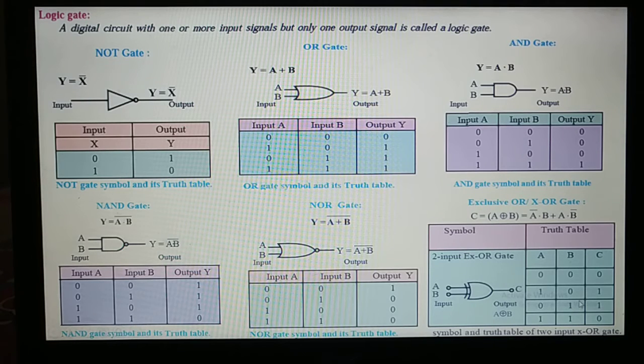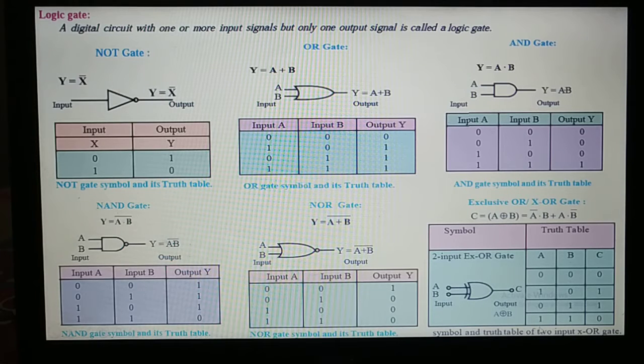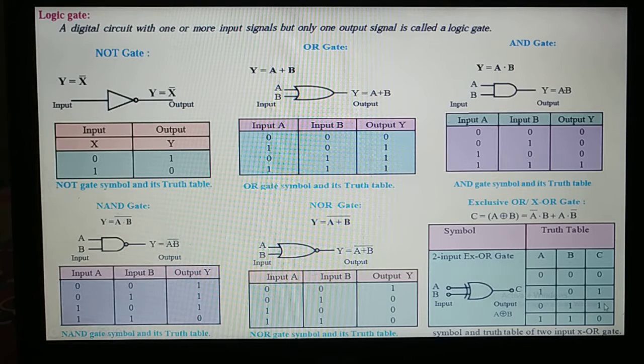Another definition says that the output is low only if both the inputs are at the same level. It doesn't matter whether they are low or high, but if both the inputs are at the same level, then the output will be low. You see here 0 0, both are low, output is low. 1 1, both the inputs are high, output is low. Simple. You can remember it like that. If both the inputs are at the same level, output will be low, and if both the inputs are at different levels, output will be high. Simple condition. This is the XOR gate.